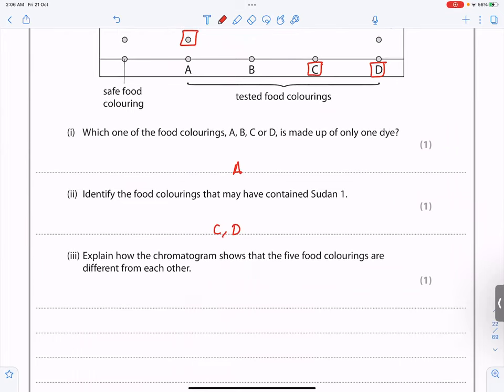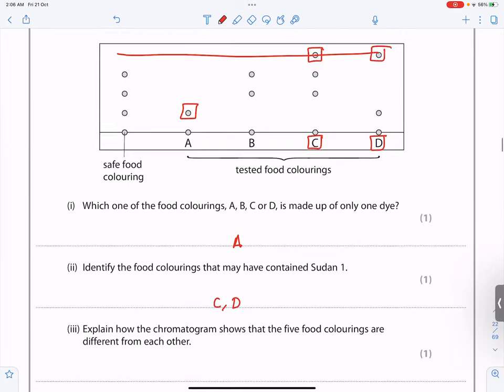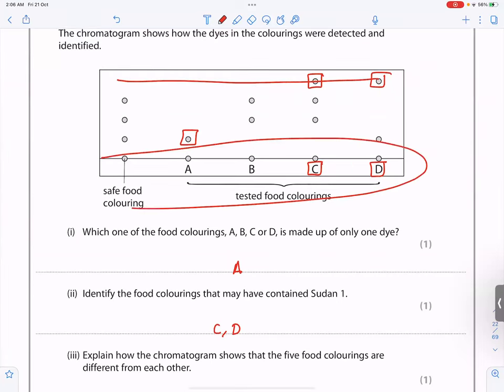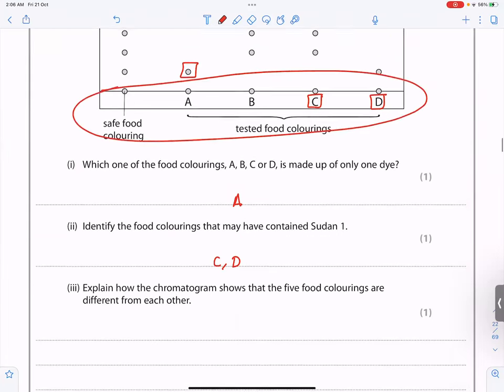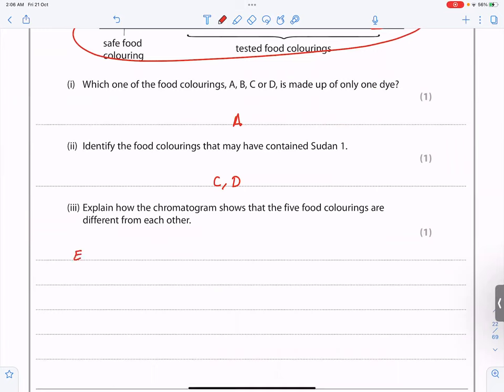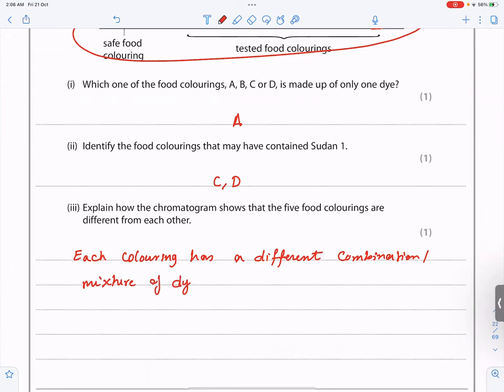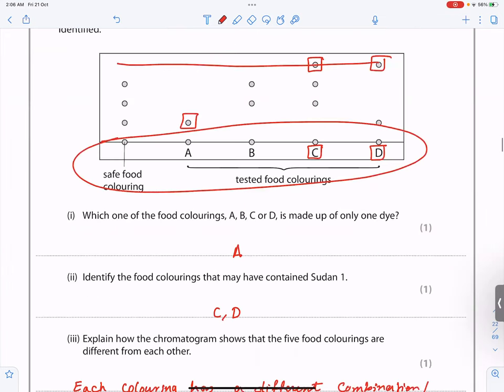Explain how the chromatogram show that the five food coloring are different from each other. ازاي food coloring دول كلهم مختلفين عن بعض؟ ان هما each coloring has a different combination of color of dyes. Each coloring has a different combination or mixture of dyes. يعني كل واحد dyes مختلف عن التاني.